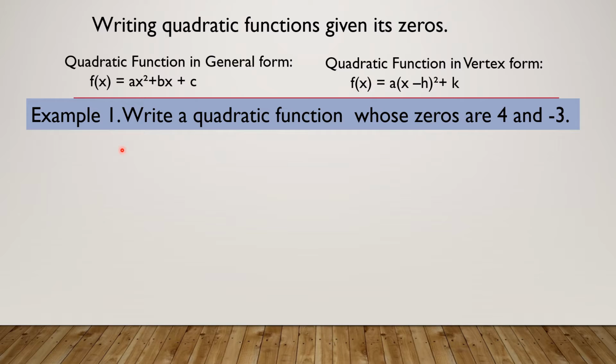So, let's have an example. Write a quadratic function whose zeros are 4 and negative 3. This means these are the values of x: x₁ is 4 and x₂ is negative 3. So now, since these are values of x, our first value is x = 4 and our second value is x = -3.